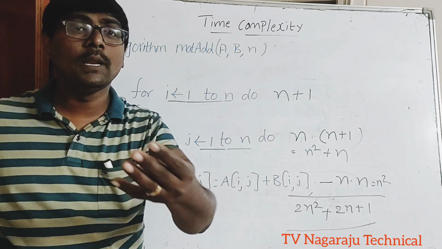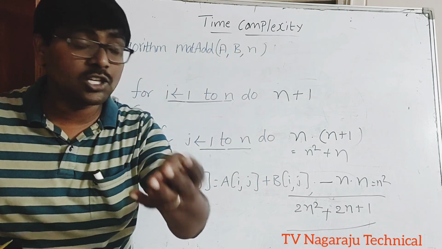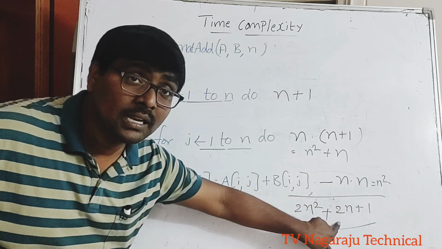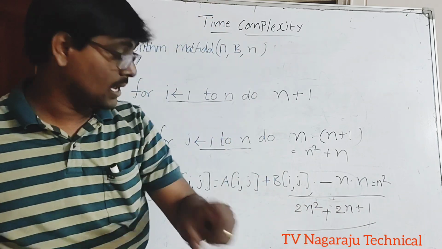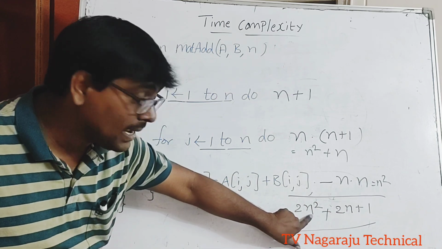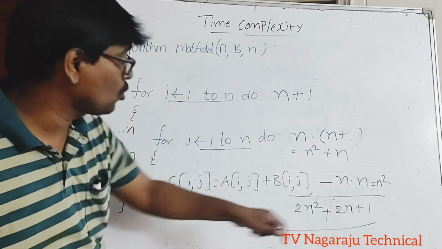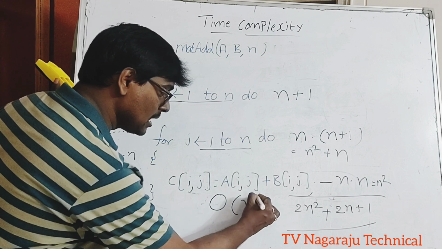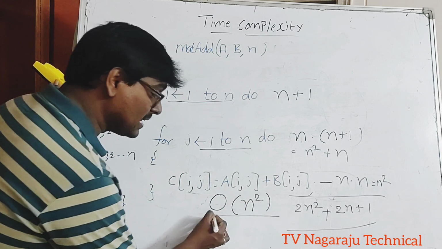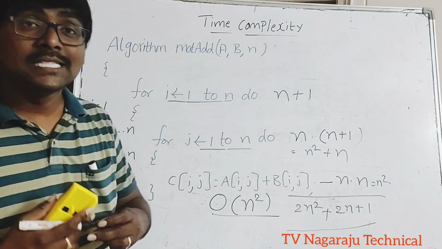If you want to represent it in big O notation, which one do you consider? Big O specifies the maximum time taken. Among these, the maximum time is n square. So the time complexity is big O of n square.